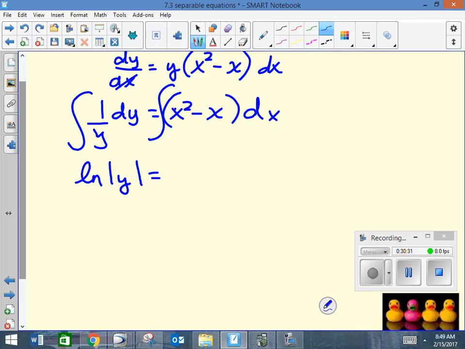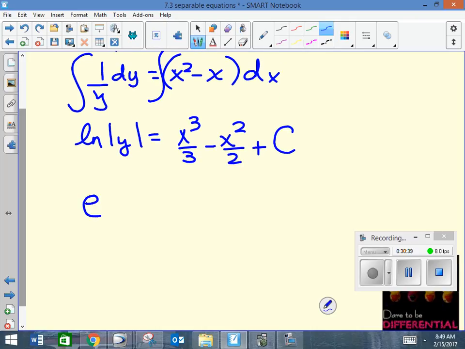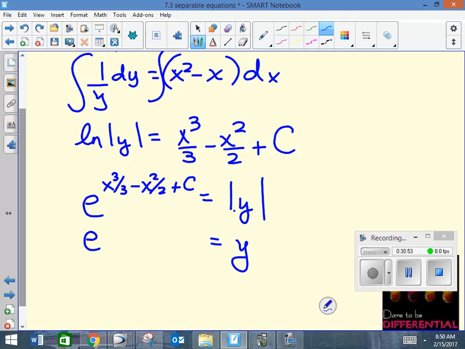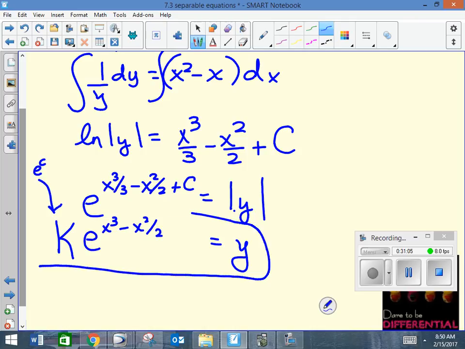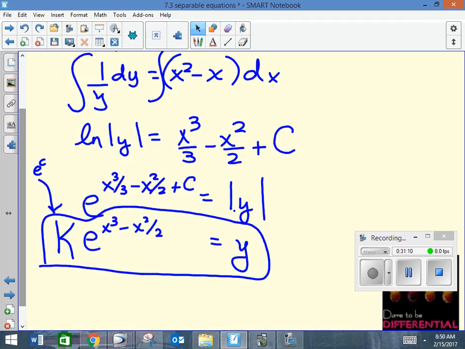Don't forget your absolute value, just as a precaution. Now e to the power equals absolute value y. This is positive again, so this drops off. And then e to the c is k. There's your general solution. Okay? Questions?